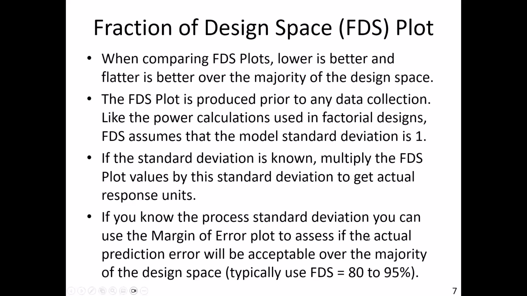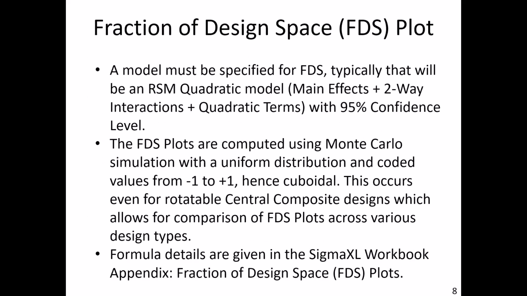So if you know the process standard deviation, you can use the margin of error plot to assess if the actual prediction error will be acceptable over the majority of the design space. And typically for majority, we use anywhere from 80 to 95% as our guidelines. In this example, we'll be using 95%. We're saying 95% of the design space meets the required prediction margin of error.